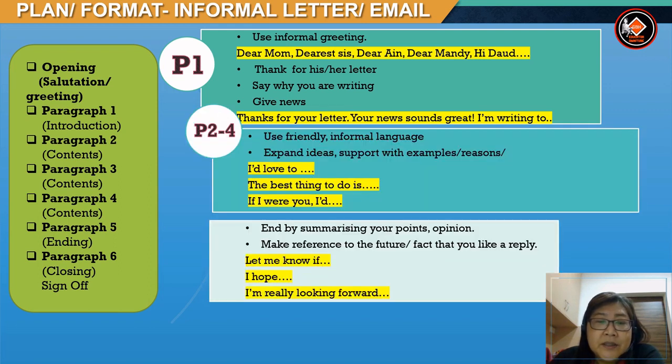And then for the content paragraphs, use friendly and informal language. And then remember to expand your ideas and support with examples or reasons. There are a few phrases here. For example, I love to. The best thing to do is. If I were you, I'd.